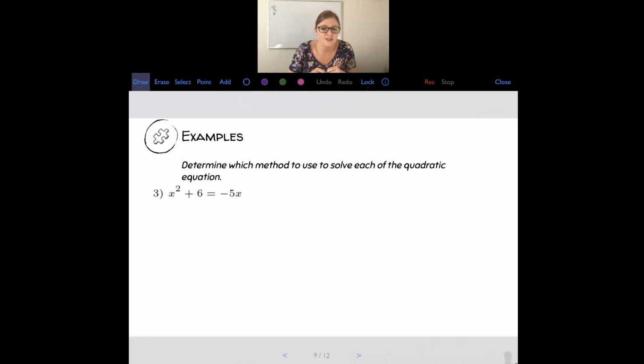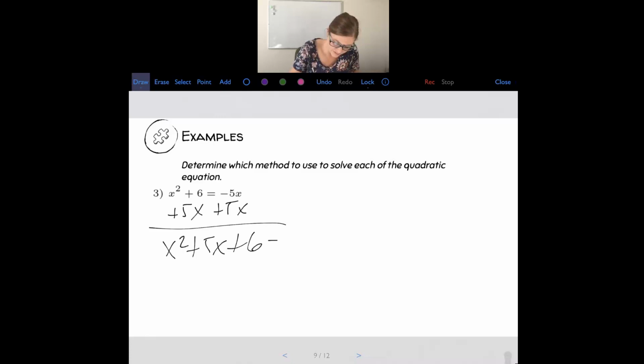Okay. Determine which method to use. Okay, so I see an x squared, but I have a 5x on the other side. So that's not square root property. So that means I'm going to make sure that this is set equal to 0. x squared plus 5x plus 6 equals 0. And so from here we try factoring. Two numbers that multiply to give us 6, add to give us 5. That's possible. So you could factor this one.